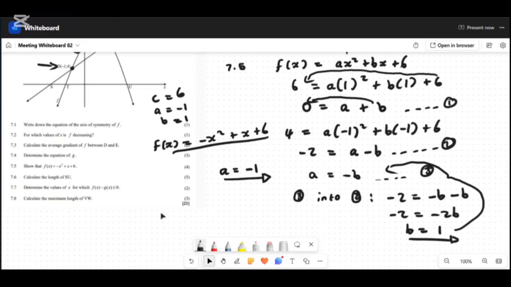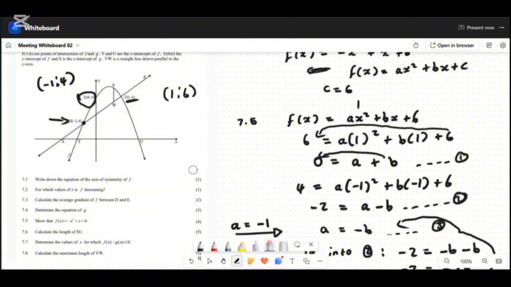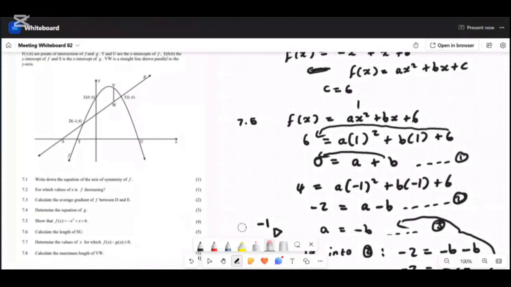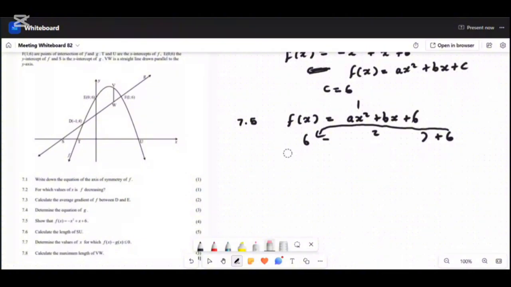Okay, then 7.6. They said calculate the length of SU. Calculate the length of SU. So what you will see is that SU is actually the x-intercepts. It is the x-intercept of a parabola.